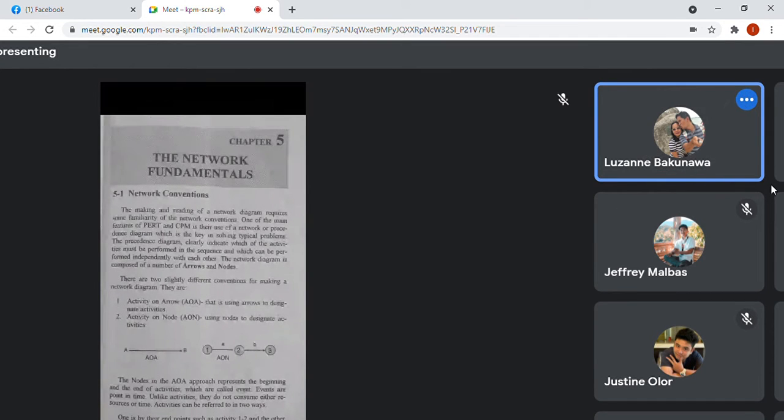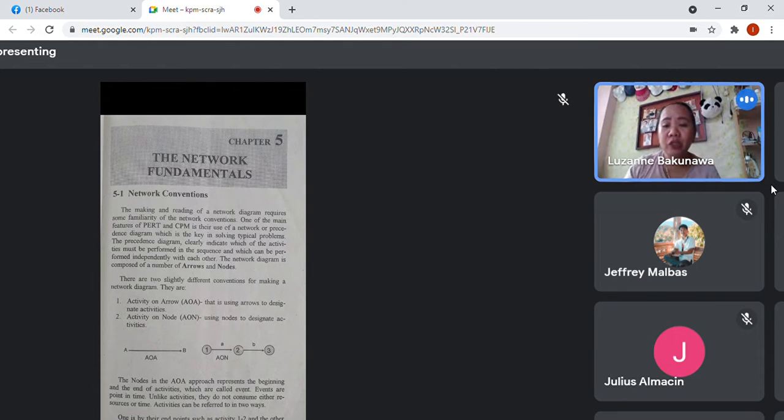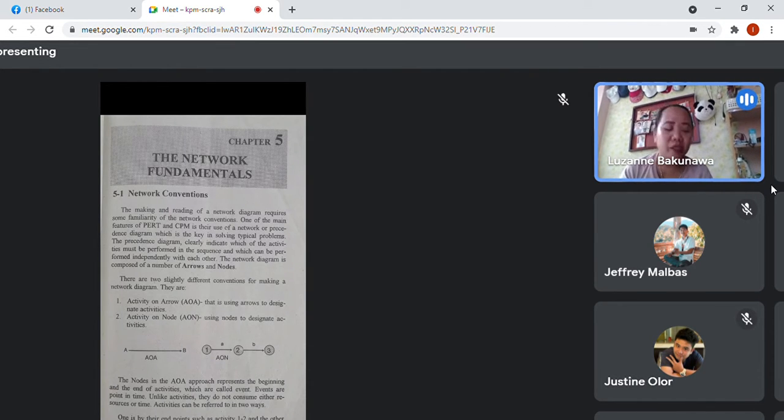One is by their endpoints, such as 1 and 2, and the other is by letters assigned. So you can use letters or numbers, but make sure it is in sequence. It should not be mixed; it is either numbers or letters, and it should be in sequence, no?